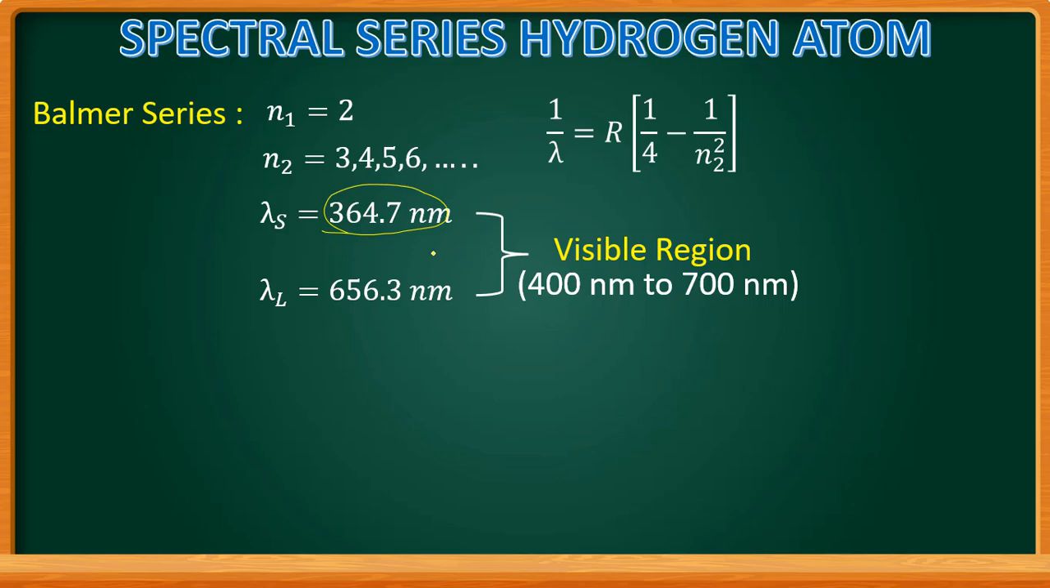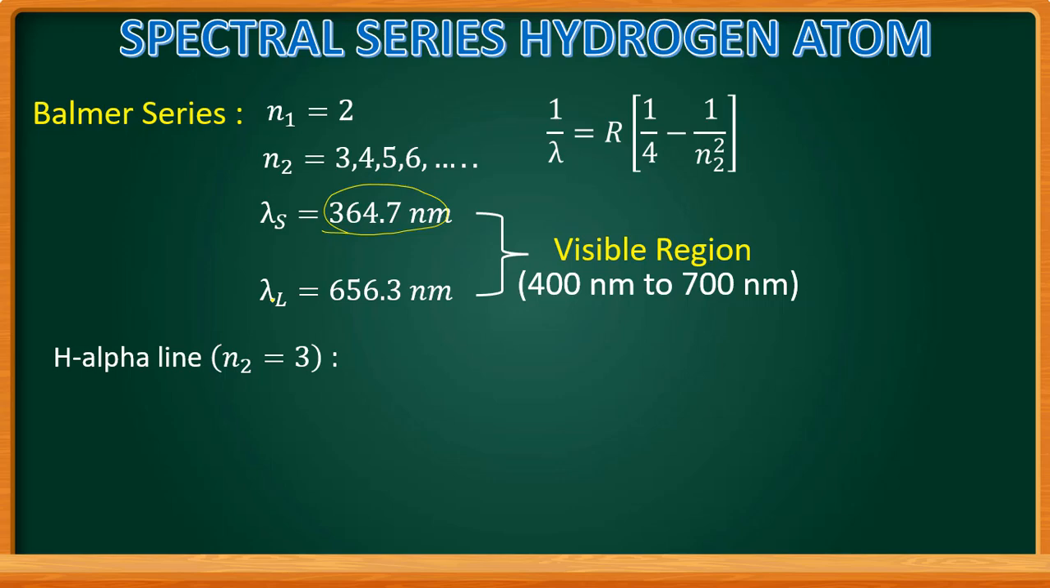For the first line, or we can also say the H alpha line, we have to put n2 equal to n1 plus 1. For the second line or second member, we put n2 equal to n1 plus 2. Similarly, for the third member, we put n2 equal to n1 plus 3 and so on.